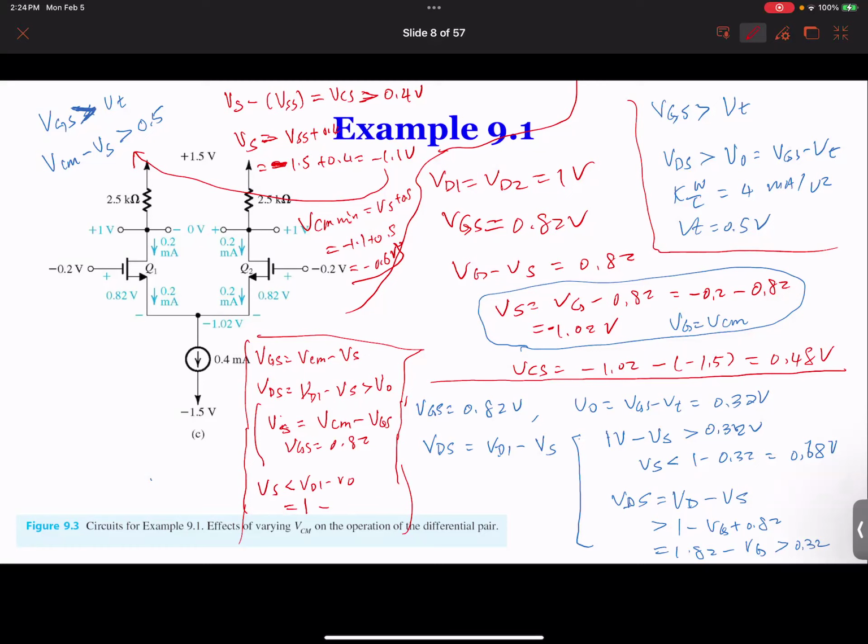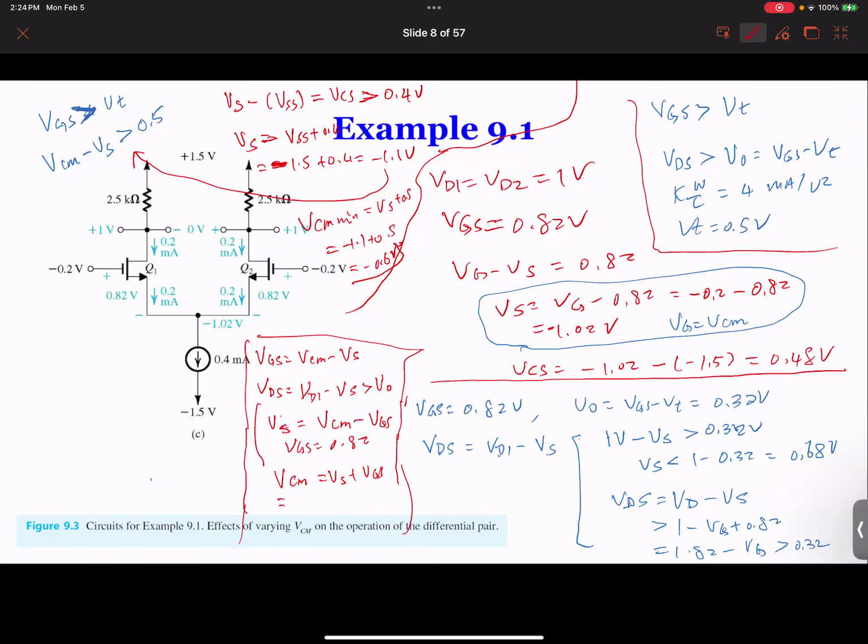VDS is VD1 minus VS, and VS equals VCM minus VGS. So VS equals VD1 minus... Oh no, sorry, I'm looking at the wrong thing. Well, we're finding VCM. So VCM equals VS plus VGS.